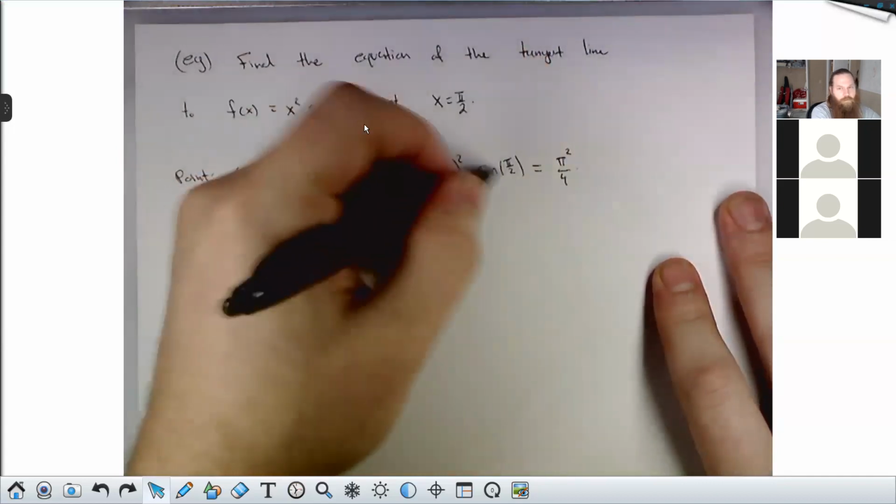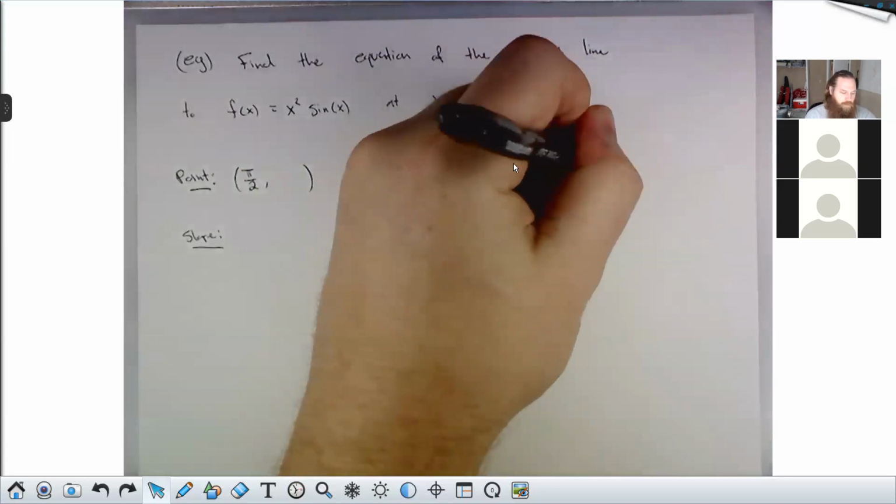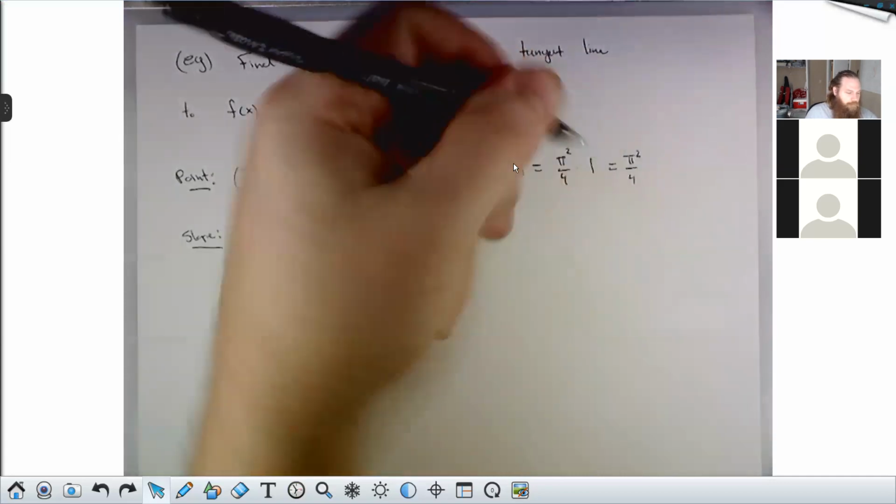What's the sine of pi over 2? Help me out with this. What is the sine of pi over 2? Think about your unit circle. Pi over 2 is a quarter of the way around, so that's the north pole. The y value at the north pole is 1. Yeah, so this is just pi squared over 4.